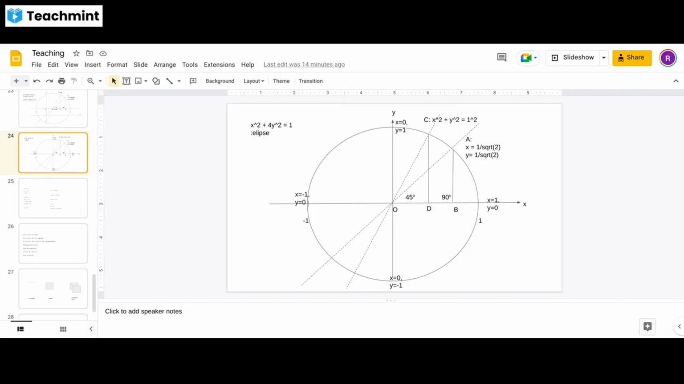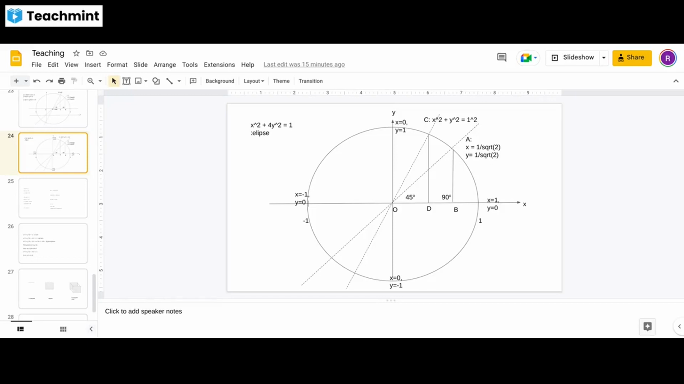So sin theta, as you increase the angle: the sine of 0 is 0. Sine of 45 degrees is 1 by root 2. Sine of 90 is 1. Then sine of 135 degrees is again 1 by root 2. Sine of 180 degrees is 0. Sine of 270 degrees is -1. Sine of 360 degrees is 0. Sine of 450 degrees is 1, and so on and so forth.